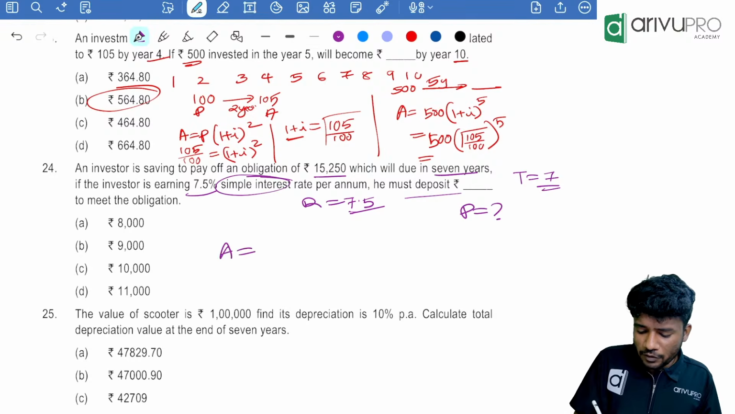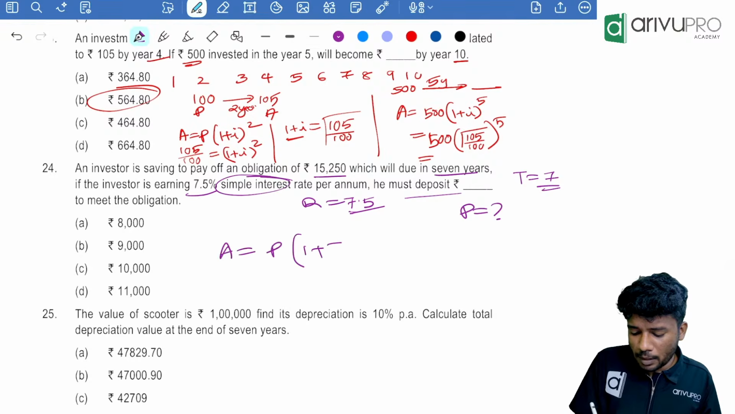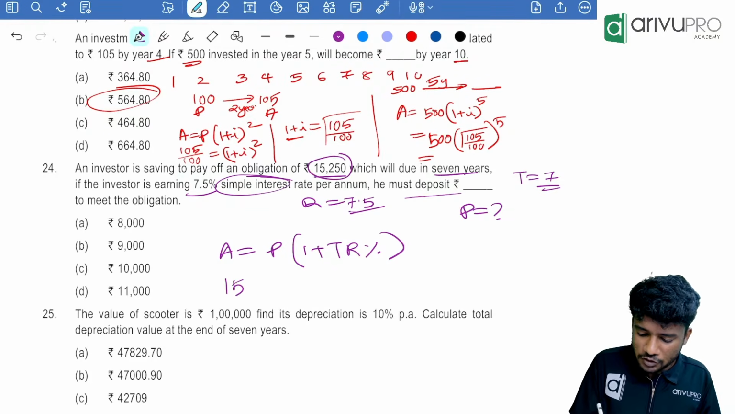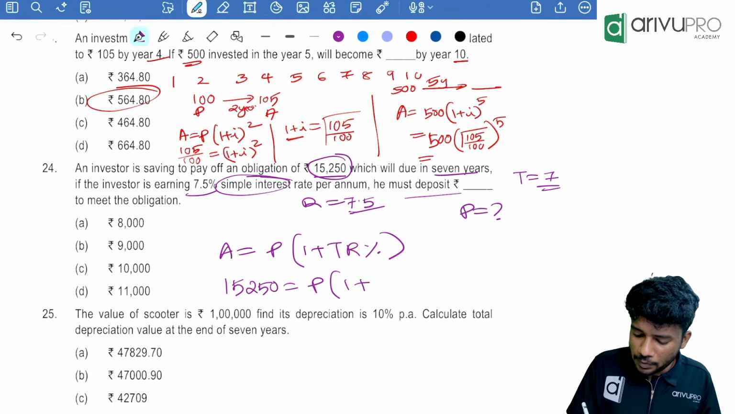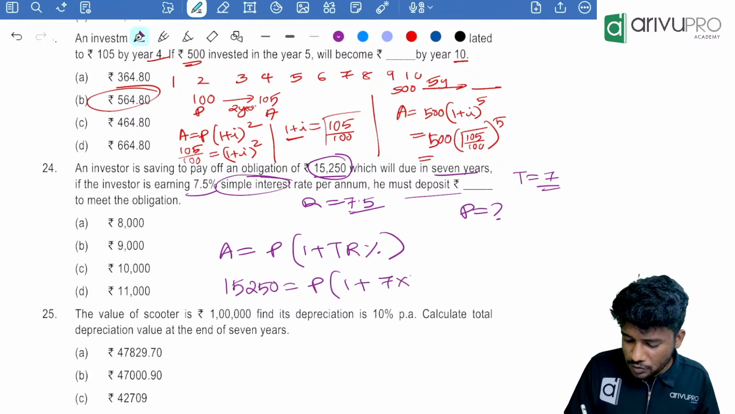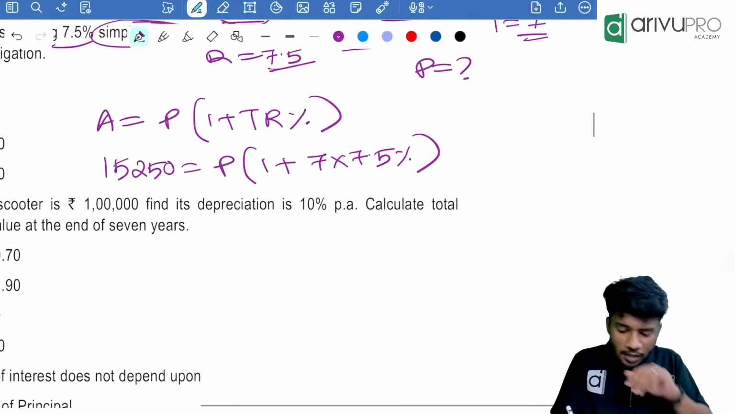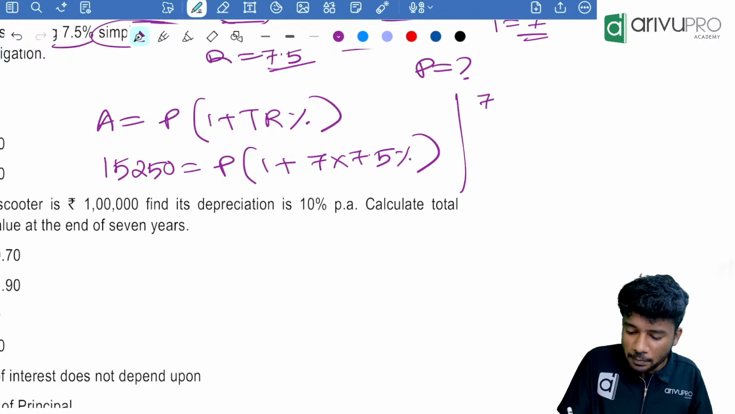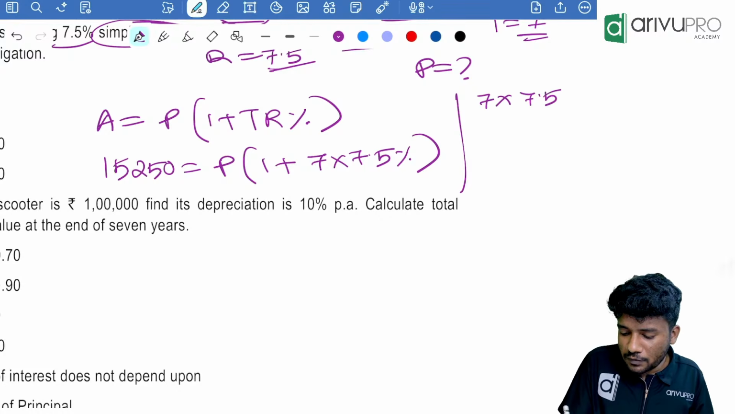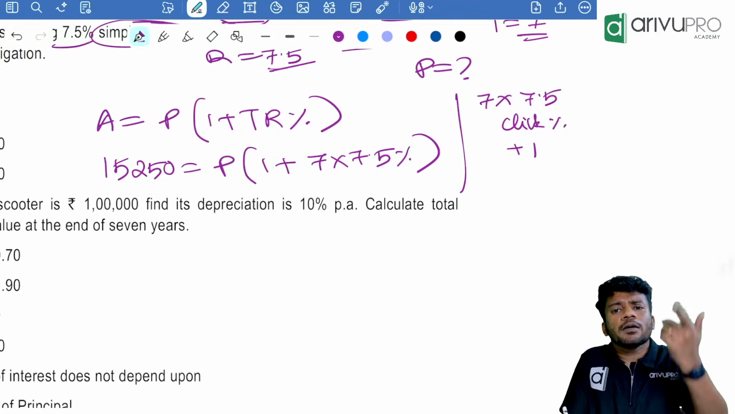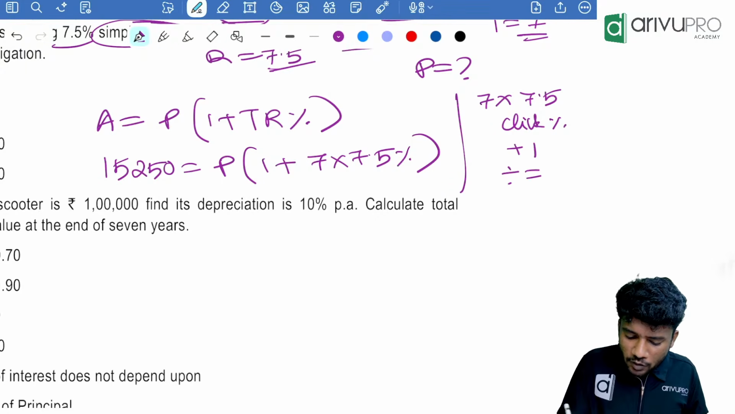People, what is the formula for amount? Amount is nothing but principal into 1 plus TR percentage. Amount is how much we need to accumulate? This much. That is 15,250 is equal to P into 1 plus T is how much? 7 into 7.5 percentage. Just use calculator. Get me the answer. How to use calculator? First you will multiply 7 into 7.5. Then click which button? Percentage button, then click what? Plus 1, then click what? Divide equal to, multiplied with 15,250.